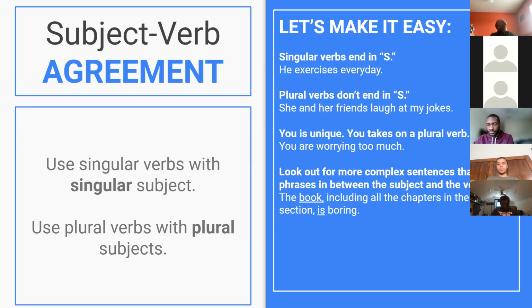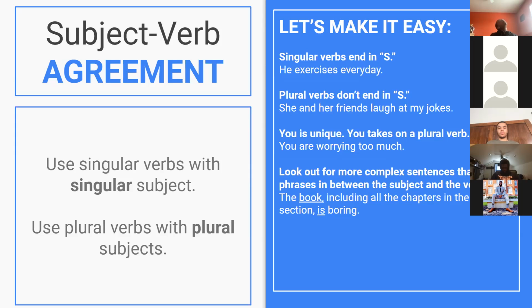And then I want you to look out for more complex sentences. So we talked about those compound sentences, and we have sentences that have more than one subject and more than one verb. So I want you to look out for complex sentences that have phrases in between the subject and the verb, because sometimes it might confuse you. So in this example here, the book, including all the chapters in the first section, is boring, right? But the book is the actual subject, and is would be the verb that goes with book, even though I have all those words in between.